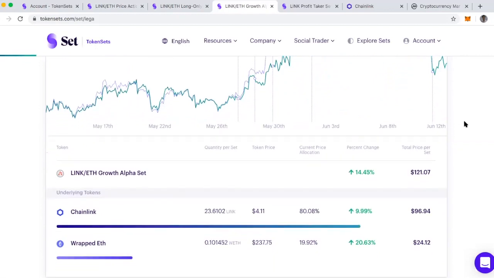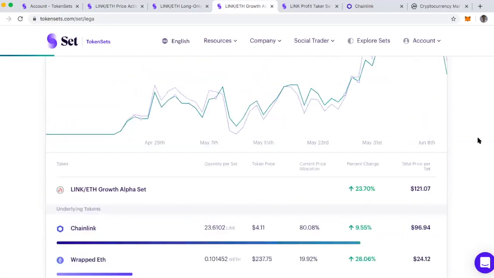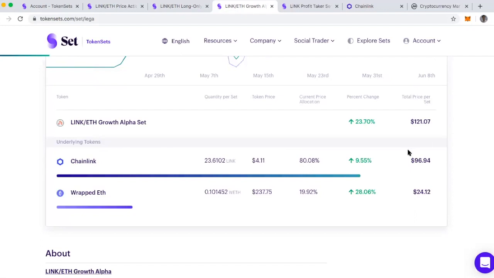So as I'm looking at this, what's interesting to note is that if I had simply held Ether over this time frame since April 27th, I'd be up 28%. If I had held Link, I'd only be up 9.55%. And if I had held this set, I would be up 24%. That's pretty awesome. It doesn't compare with the other set that is a month older, but if someone were holding Link and had put Link into this set around April 27th or 28th, that person would be up a difference of almost 14%.